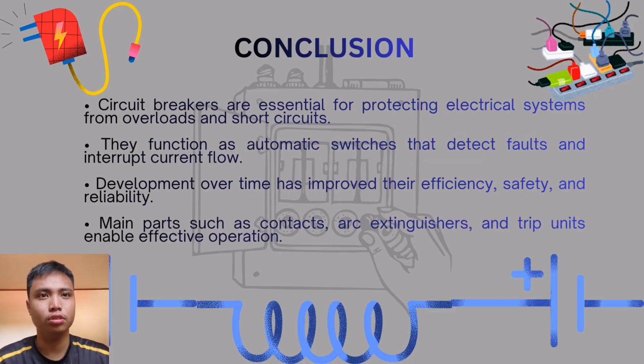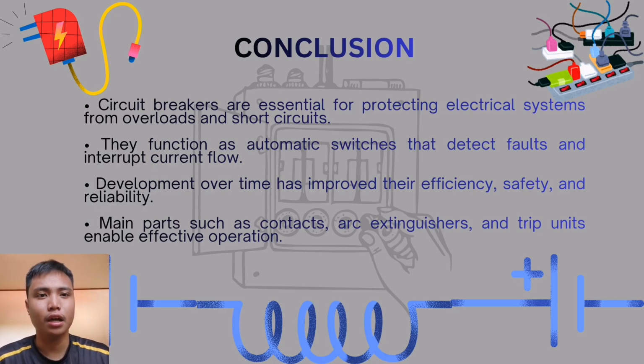Now for the conclusion. To conclude, circuit breakers are essential components in an electrical system because they provide protection against overloads and short circuits. They function as automatic switches that detect faults and immediately interrupt the flow of electricity, helping to prevent damage to equipment and reduce the risk of fire. Throughout the presentation, we discussed their basic function, historical development, and main parts, such as contacts, arc extinguishers, and trip units, which all work together to ensure safe operation.